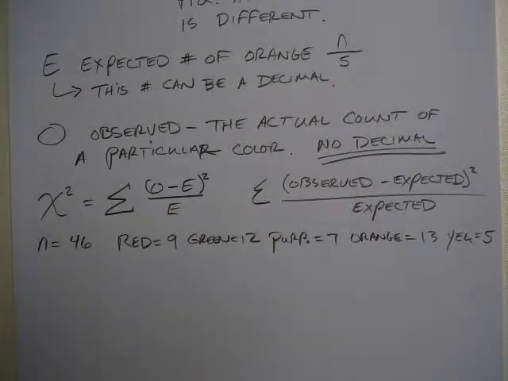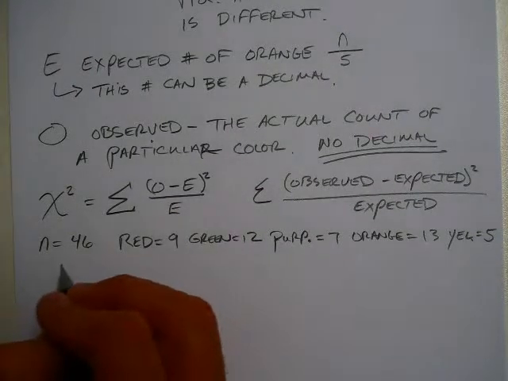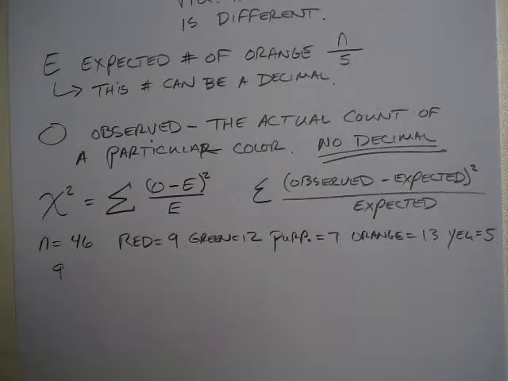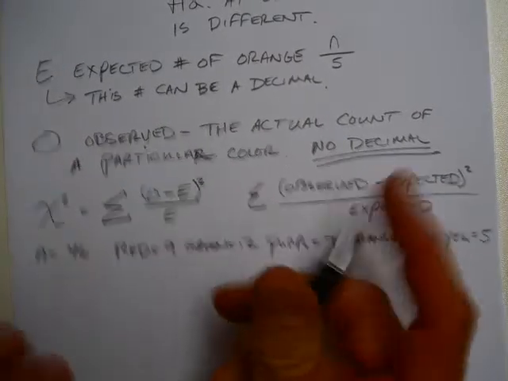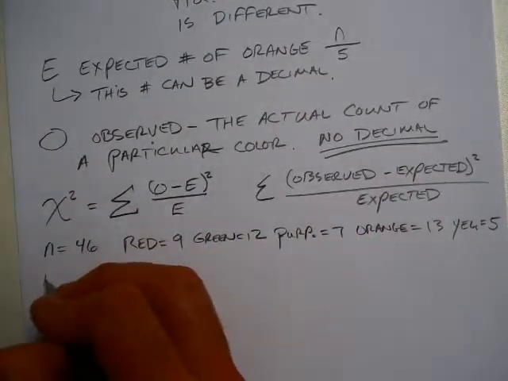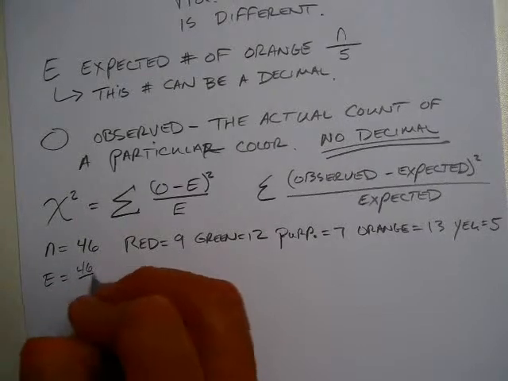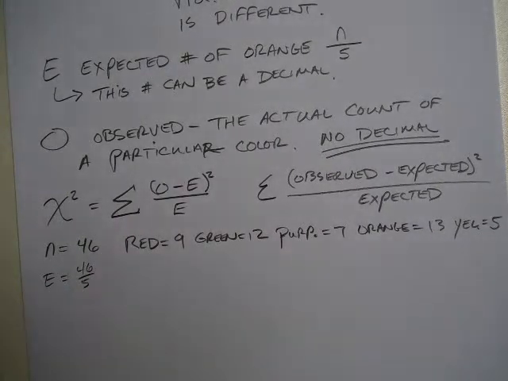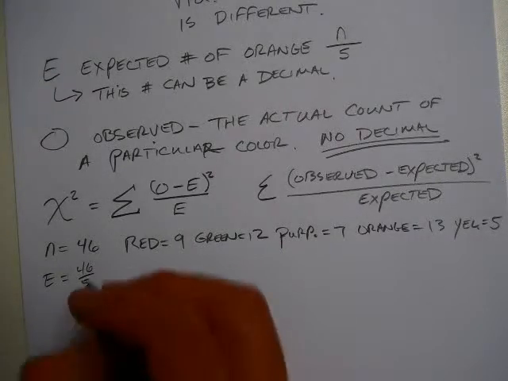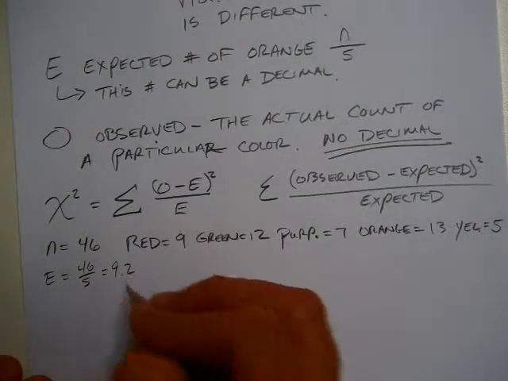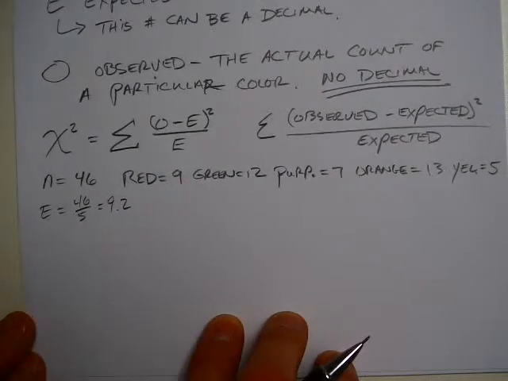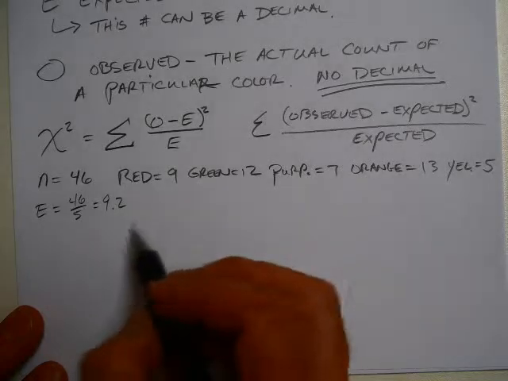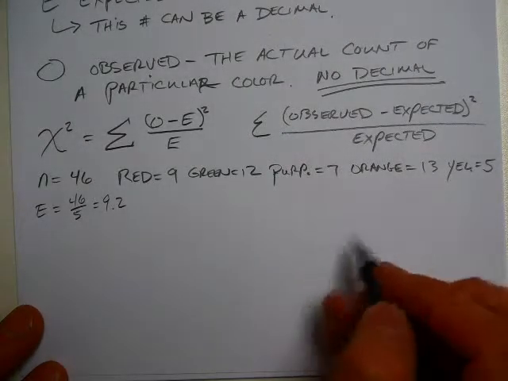And so my calculation is going to look like this. For my reds, that's going to be 9. Oh, wait a minute. Back up. What's my expected? So we need an expected. It's 9.2. So I expect 9.2 of each color or flavor.